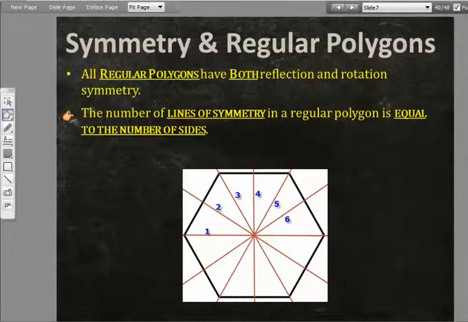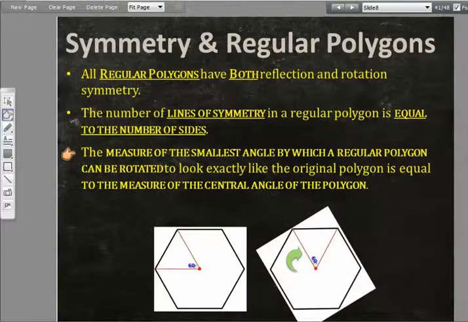Now this one says the number of lines of symmetry in a regular polygon is equal to the number of sides. Well, a hexagon has 6 sides, so if I go through and I did all the lines of symmetry here, if I count those lines, there's 1, 2, 3, 4, 5, 6 lines. You don't count these down here because it's just the other half of the 6. So a 6-sided regular polygon has 6 lines of symmetry.